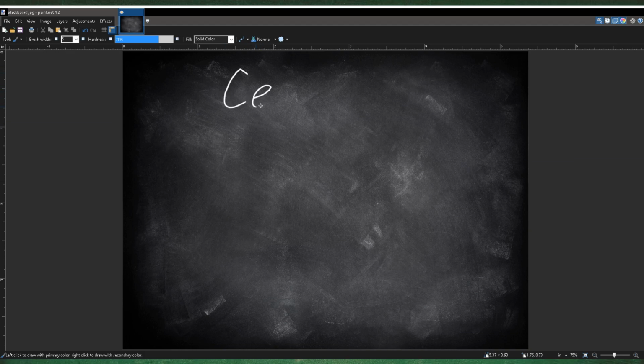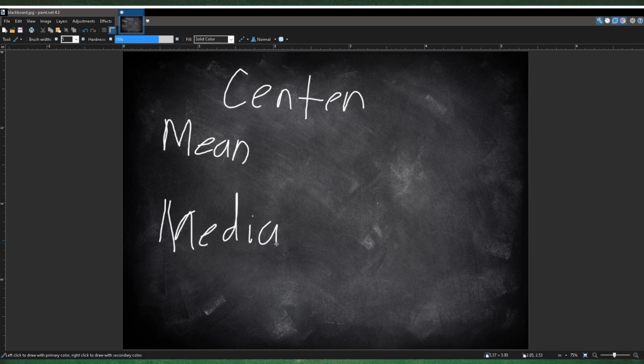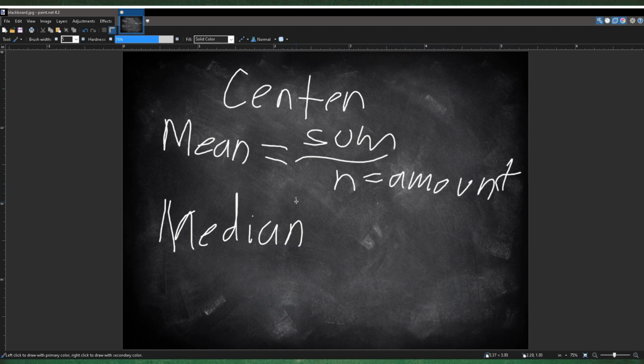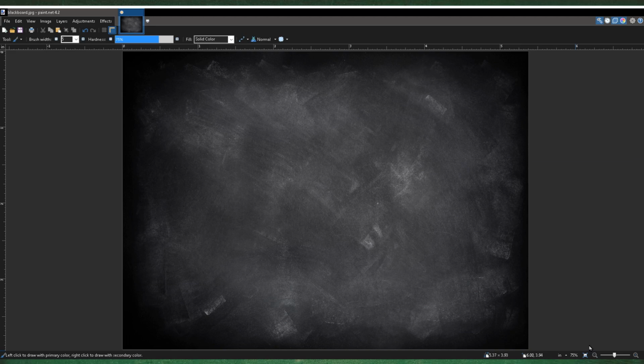Now we're going to learn about center. Center is where the data is clustered. It's usually described with the mean or the median. For the mean, you sum all the numbers in a data set and then divide by the amount, which is usually referred to as n. And then we have the median, which is just the middle number that you have to look for. These are the centers, where it logically makes sense for the mean and median to be.